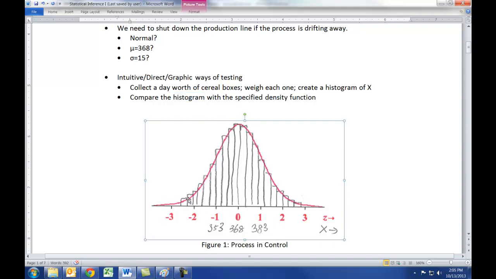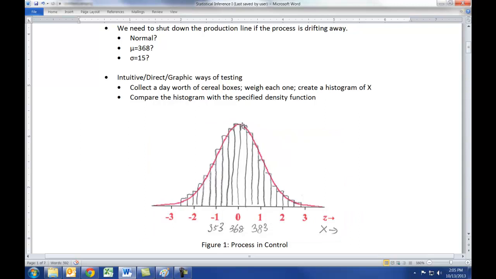So this is the histogram we created based on our one day's work, and the red curve is the specified density function. And notice the chart could be measured in a raw scale in X value, or in a standardized normal scale, the Z value. So if the picture looks like the one we are looking at right now, then there's no reason to believe the process is off.